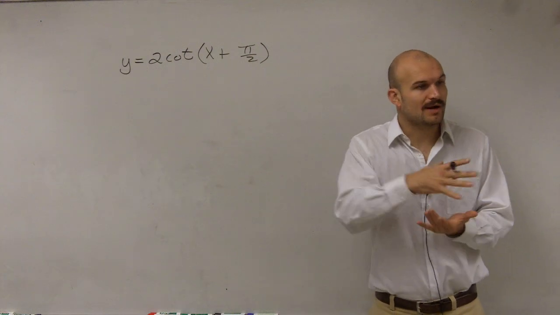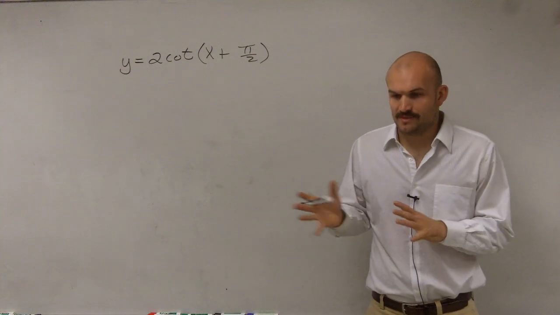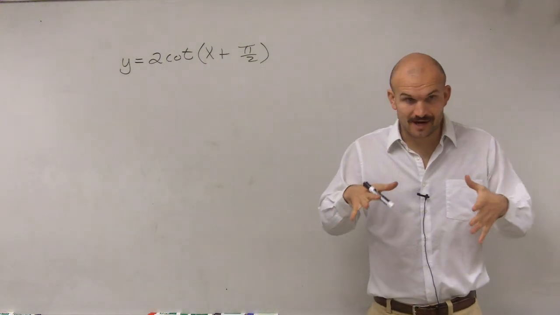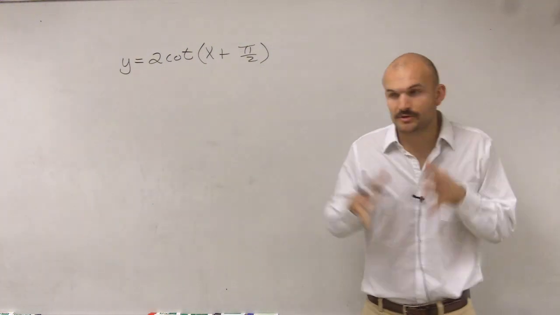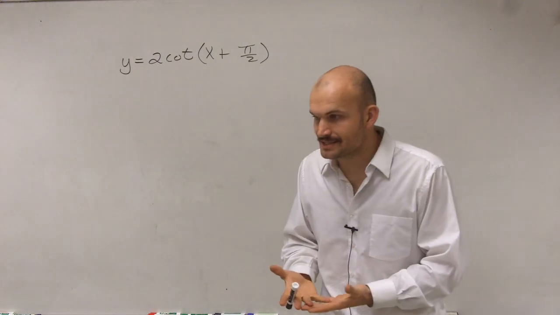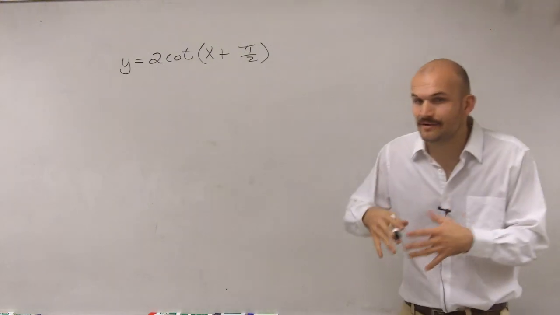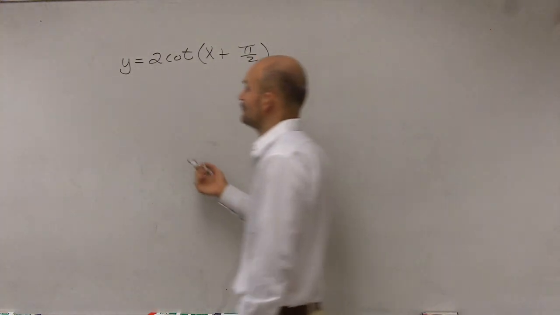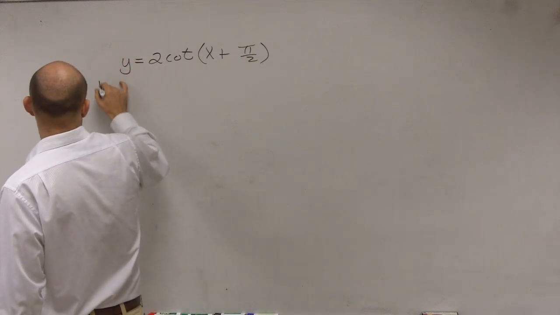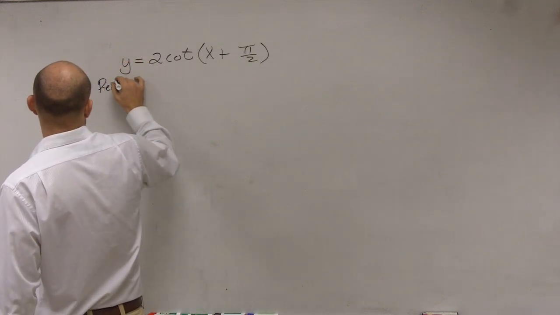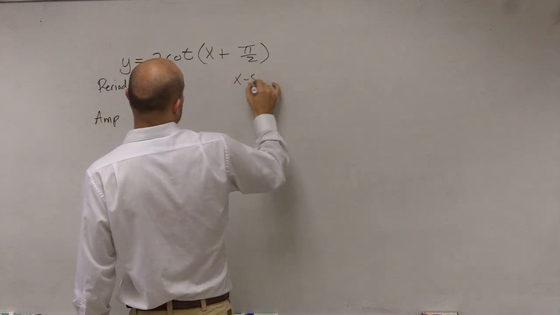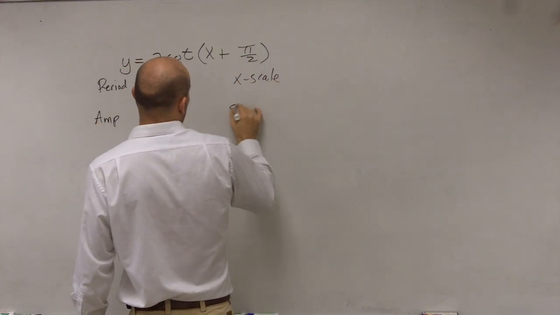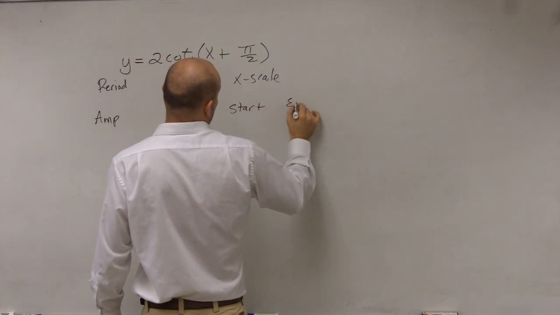Now, when we are graphing sine and cosine and their reciprocal identities, remember, there is some information that we figured out for every single type of problem. So when you are doing your homework and your test, it's very important that you find that same amount of information. If you remember, we looked at the period, the amplitude, the x scale, and the start and the end.